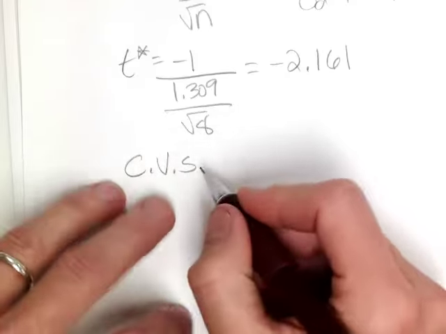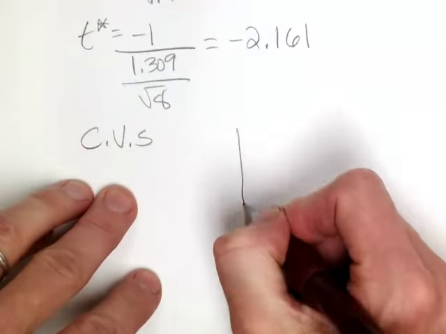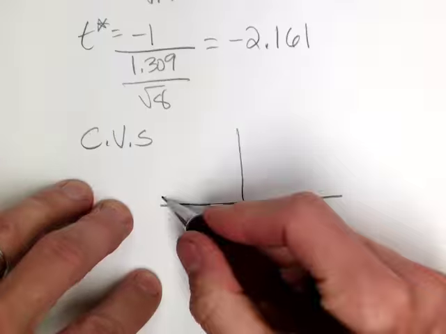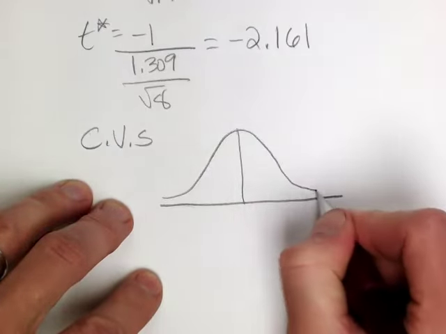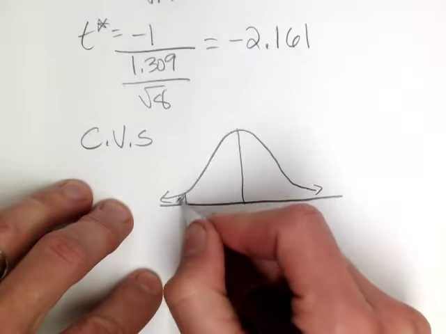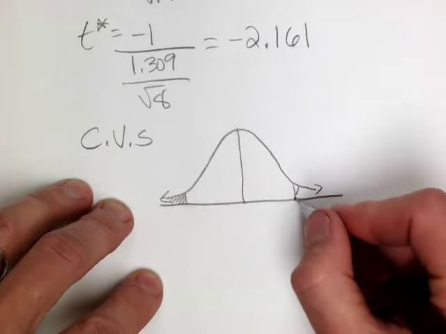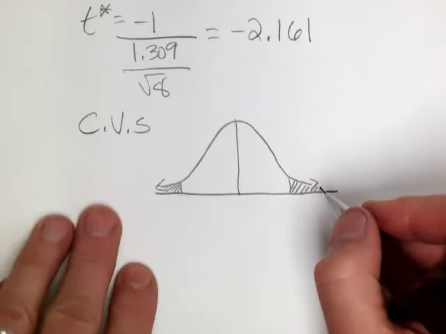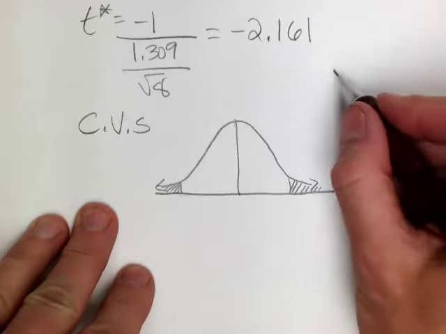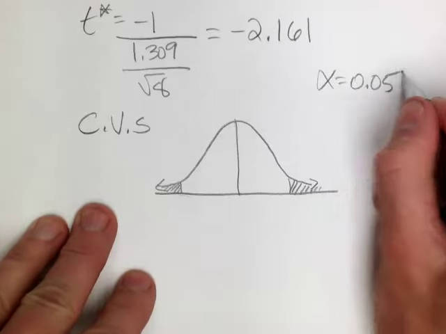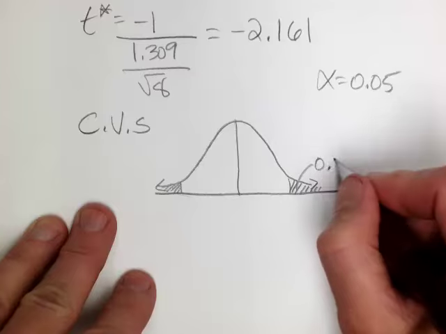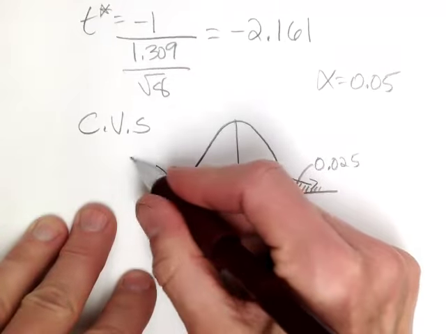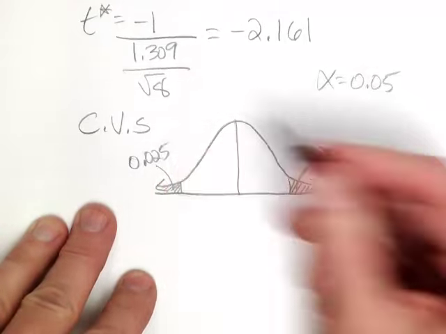Let's go ahead and get the critical value. Actually, there'll be 2 because this is a two-tailed test. So I'm going to go ahead and sketch a bell-shaped distribution and put in 2 areas of rejection. The level of significance in this problem was given to be 0.05, so I want 0.025 amount of area in each tail.